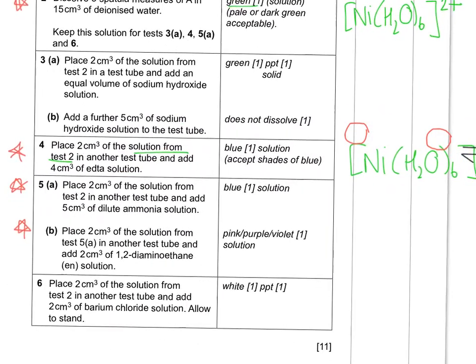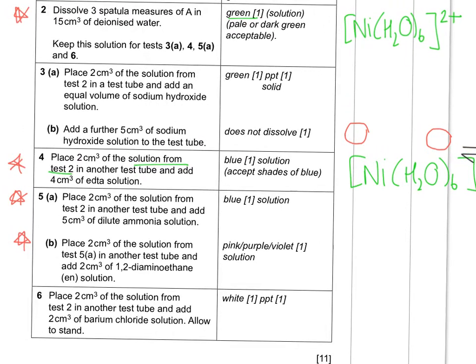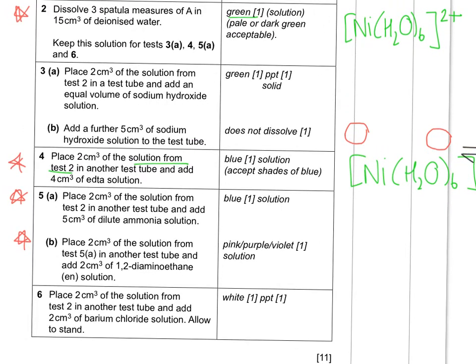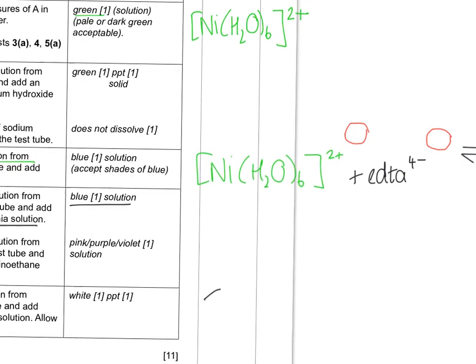Okay, so now looking at 5a, we have added ammonia. And you can see here that it has been added in excess because we've got a blue solution. So initially it would have formed a precipitate, but it has now formed a solution, and so we can see it's in excess.